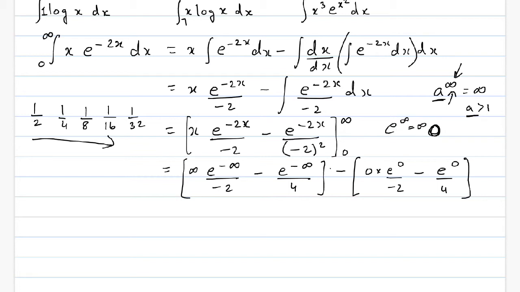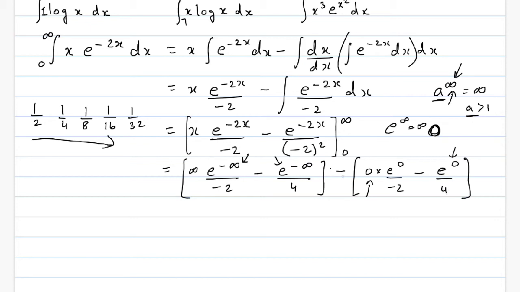But when we say e raised to minus infinity, we can say it is 1 by e raised to infinity, which is 1 by infinity, and 1 by infinity is going to be 0. So e raised to minus infinity becomes 0. So this term is 0, and 0 into anything is 0. This term is also 0. So our upper limit becomes 0. And in the lower limit, 0 into anything is 0, and here we'll get 1 by 4.